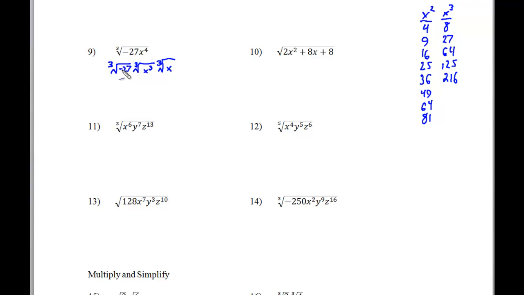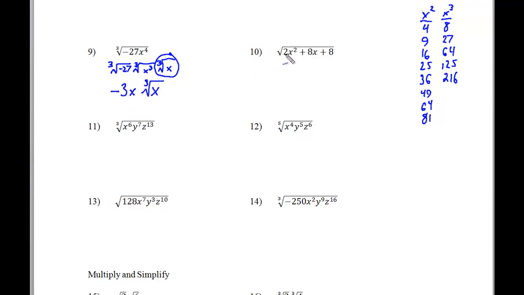The cubic root of negative 27 is going to be negative 3. And the cubic root of x cubed is just going to be x. Now this cannot be broken down any further because this power is too low to remove. So this is going to be the cubic root of x. So that is your final answer to that problem.